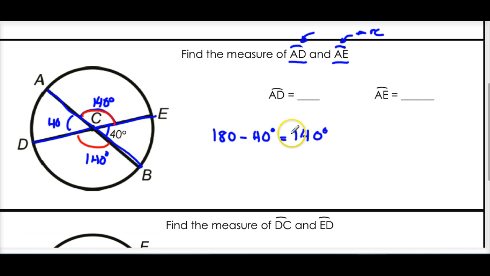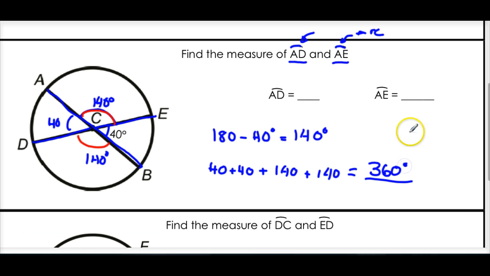Now, if we're doing this right, this should also add up to 360. So let's just make sure we did this right. 40 plus 40 plus 140 plus 140, right? That's all my angles in the circle. That should add up to 360. Let's check. Yeah, it's 360 degrees if you put it in the calculator. Awesome. So we're doing something right here.